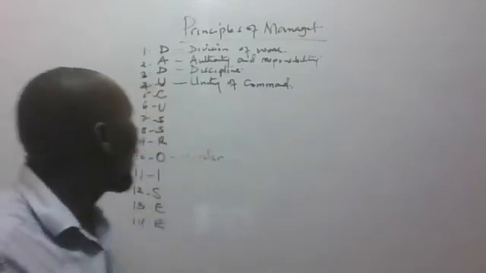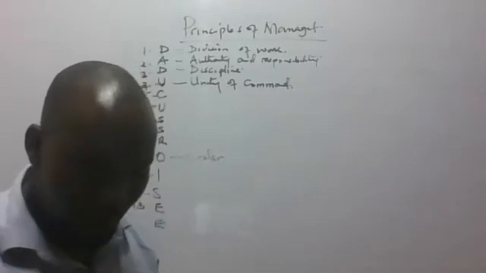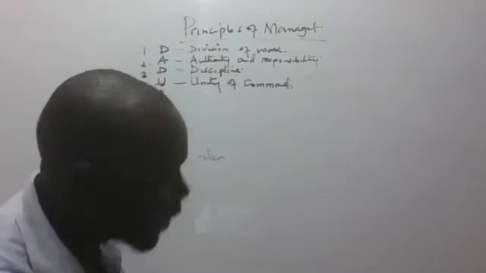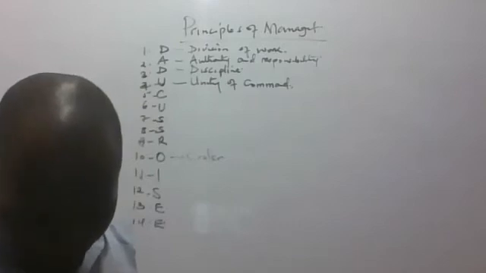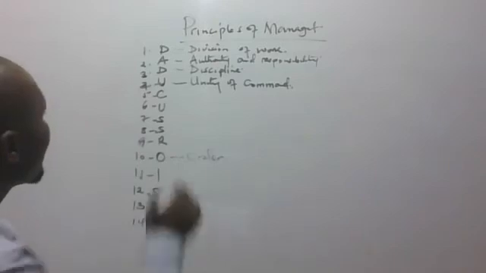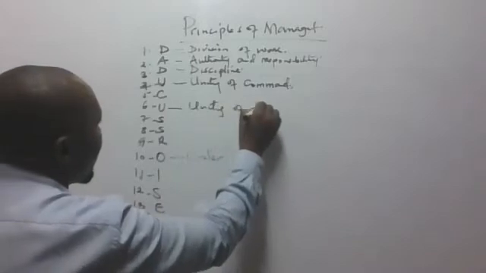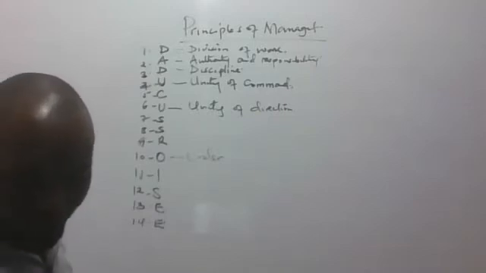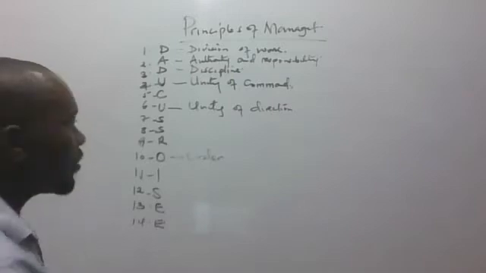So the next one here, after unity of command, we have unity of direction. At least people need to know exactly where they're going to. We also have subordination of individual interest.